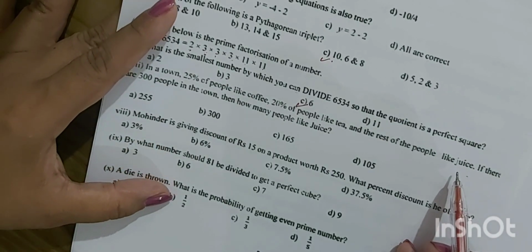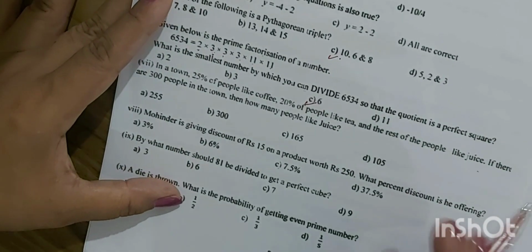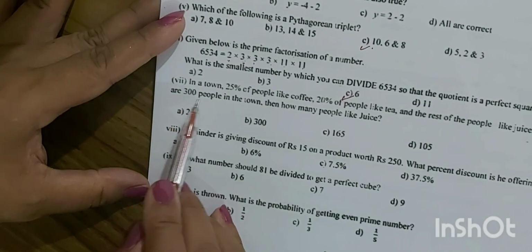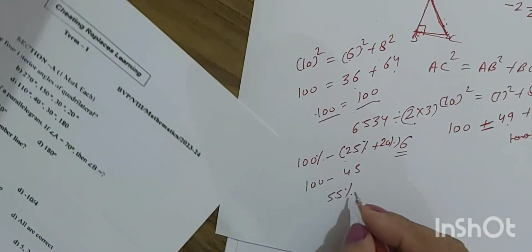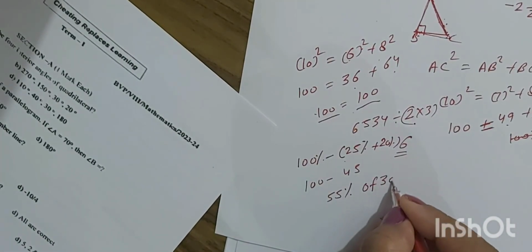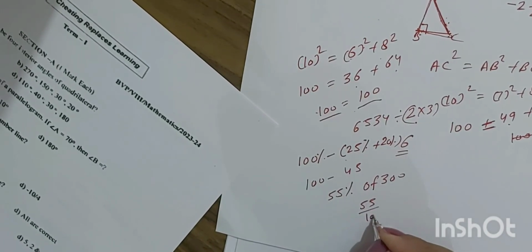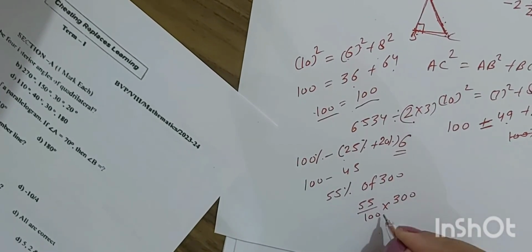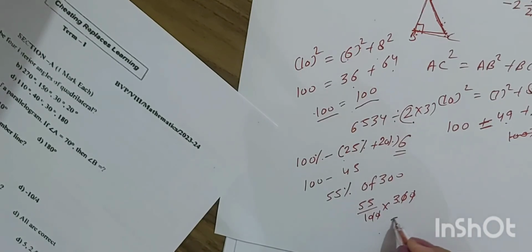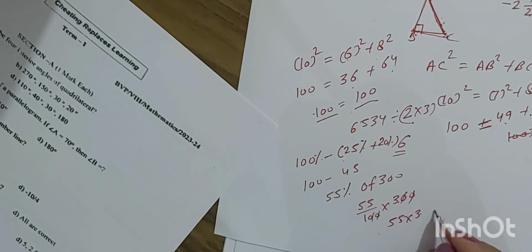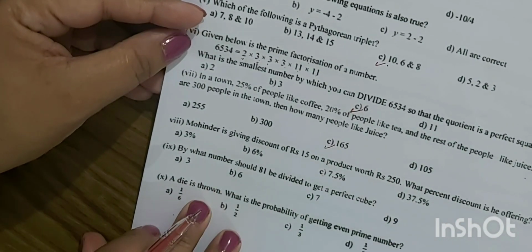Okay, now you need to find 55% of the total number of people. So total people are 300. So 55% of 300. 55 over 100, 300. So that means 55 times 3. 3 5s are 15. Carry 1. 3 5s are 15 and 1, 16. That means 165. Option C is the correct answer.